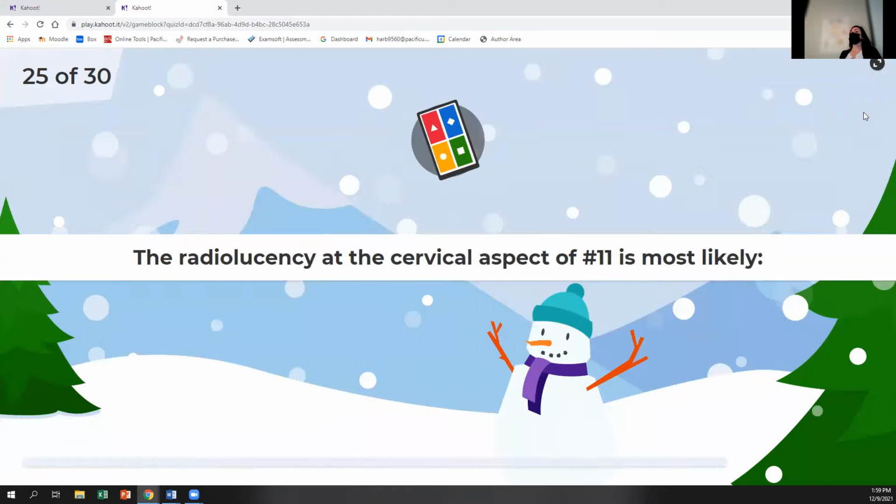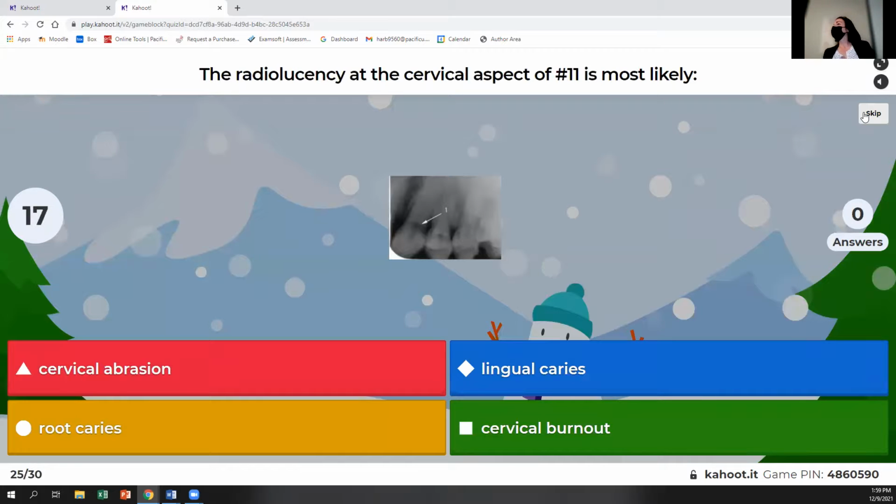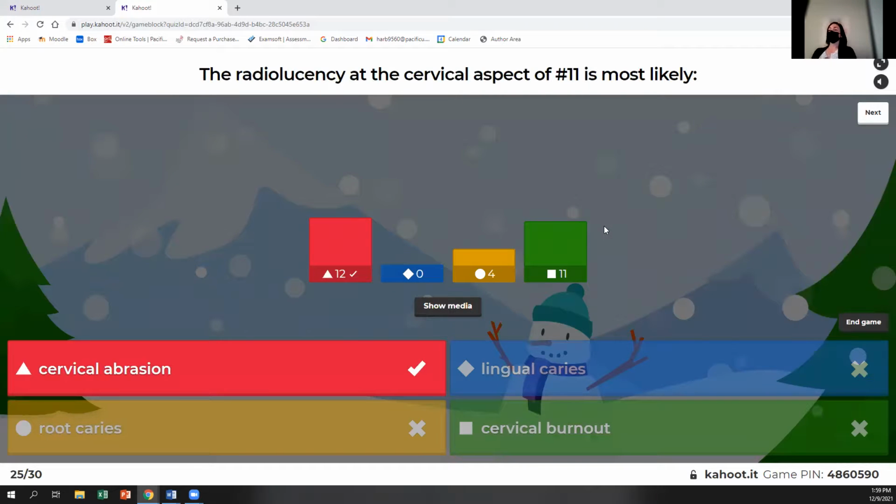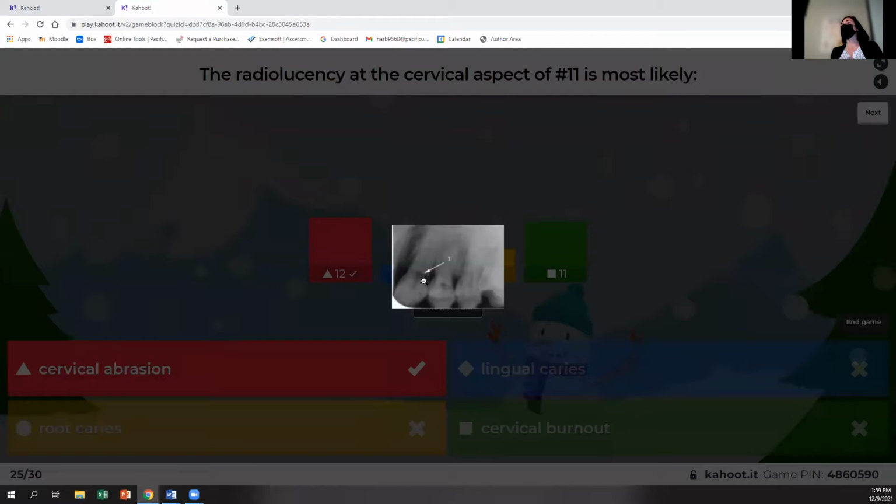The radiolucency at the cervical aspect of number 11, this radiolucency right through here, is most likely cervical abrasion, lingual caries, root caries, or cervical burnout. It's tricky, but there's a couple things I'll point out that will help. Those of you who said cervical burnout, I understand why, but look at how sharp this line is. It's a very distinct line between this area and here.